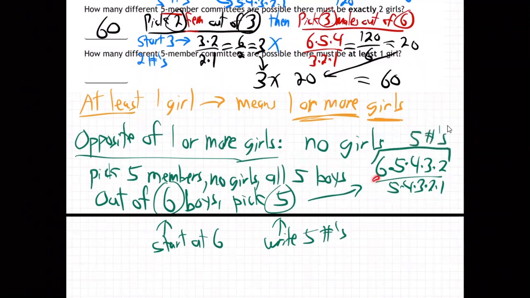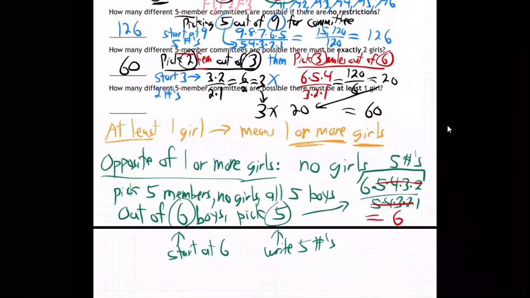So I started at 6. I wrote 5 numbers over 5, 4, 3, 2, 1. So that's actually pretty easy to figure out because the 5, 4, 3, 2 cancels. 6 over 1. It's just 6. It just comes out 6. Okay, but that's not our answer. Careful, that's the opposite of our answer.